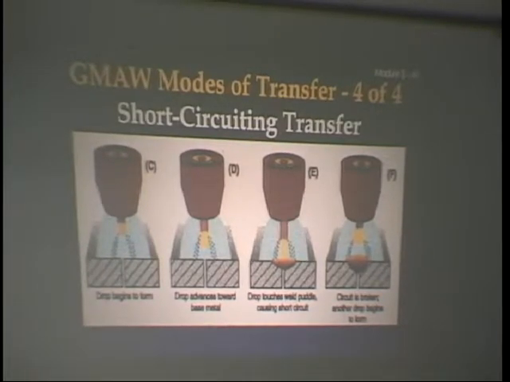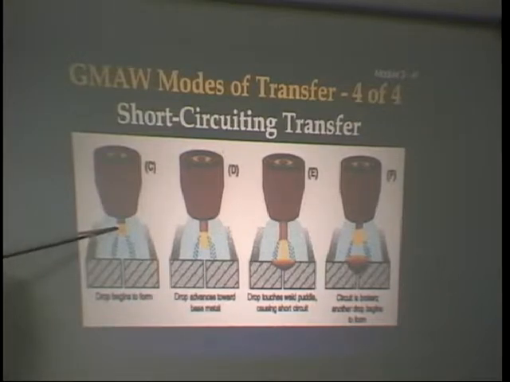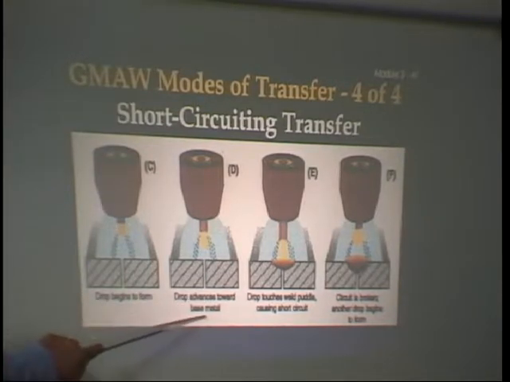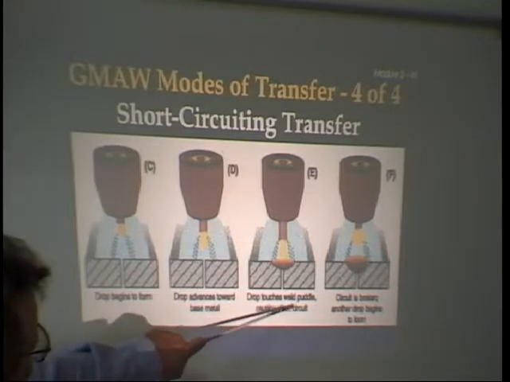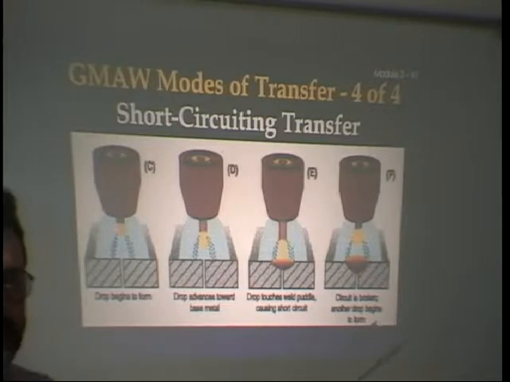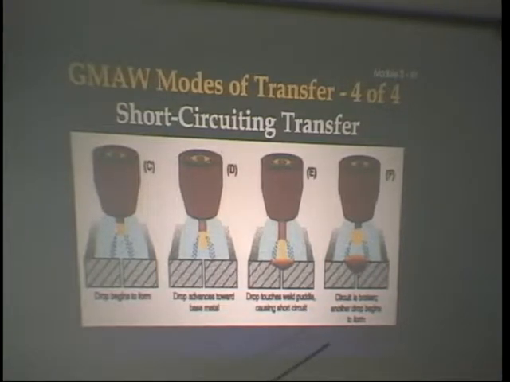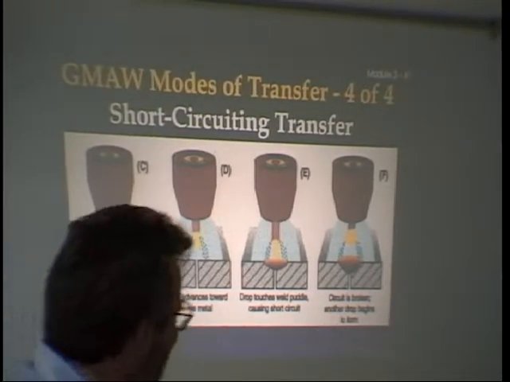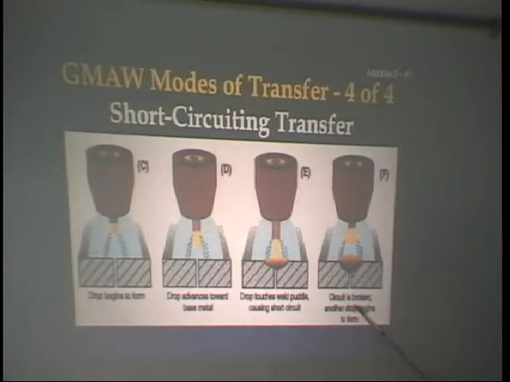And in the short-circuit transfer mode, a drop begins to form on the tip of the electrode. The drop advances towards the base metal. The drop touches the weld puddle, causing a short circuit. And then the pinch force that you'll read about causes it to pinch off, and then the circuit is broken whenever it pinches off, and then another drop begins to form. And this happens continuously. Of course, so fast that you're not aware of it.